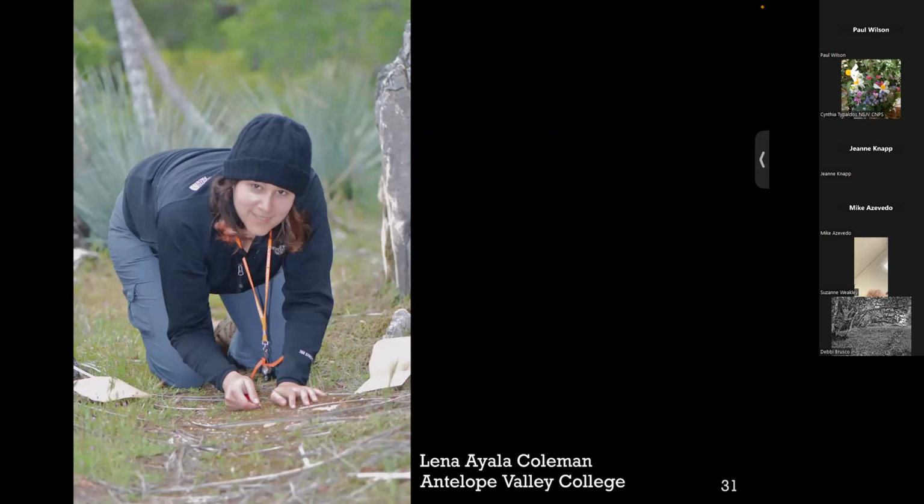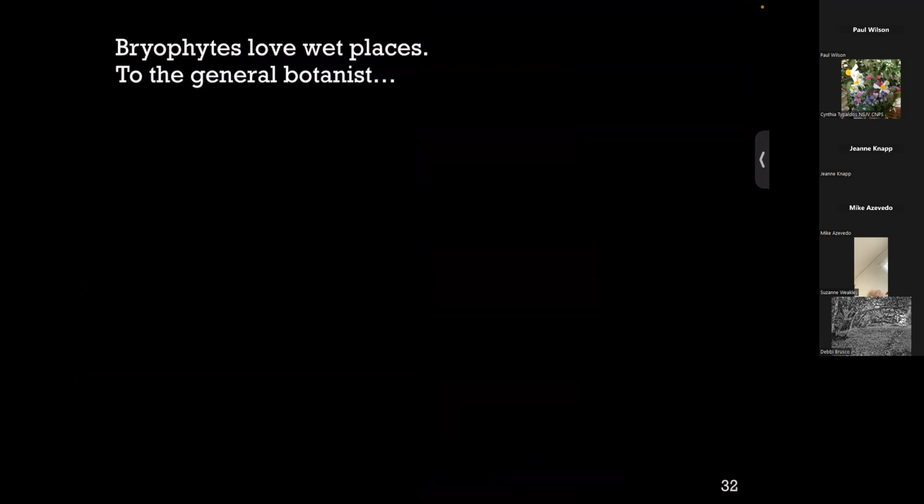I wanted to end by telling you a little bit about some research that Lena Coleman and I have been doing for the last decade. Here's a picture of Lena. And the way I'd like to pitch this is that we all think of bryophytes as loving wet places. And I think this is often turned into something that's kind of a misconception. So I think to the general botanist, it's sort of surprising to find out that there are more bryophyte species and probably more bryophyte biomass even down in the dry, hot foothills than up on the tops of the mountains.